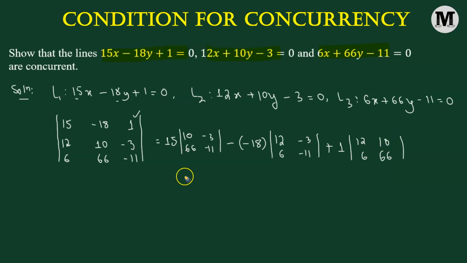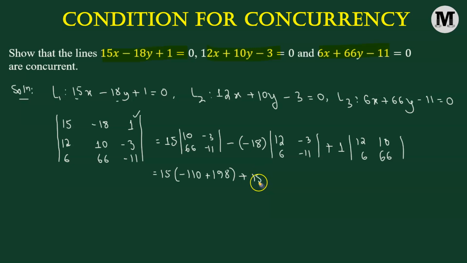Okay, so let's expand each of these 2 by 2 determinants. We have 15 multiplied by 10 times negative 11, which gives us negative 110, then minus 66 times negative 3, that's negative 198. But we already have a negative sign, so we're going to get positive 198. The negative and negative 18 becomes positive 18.